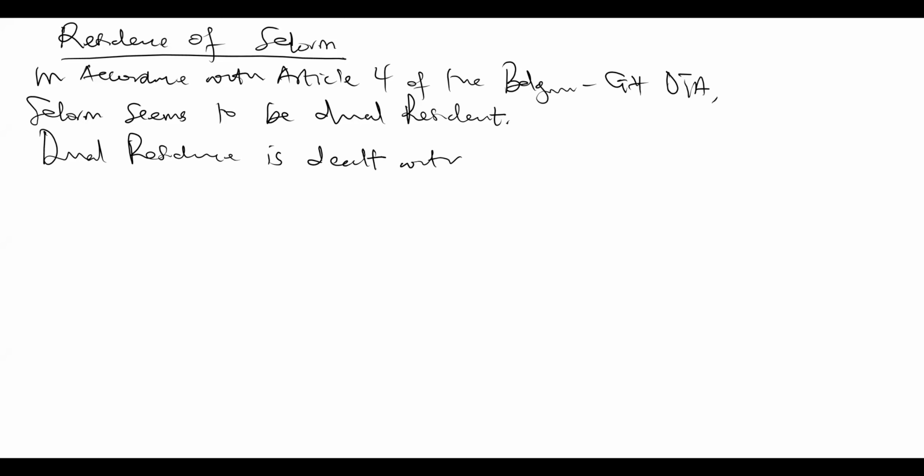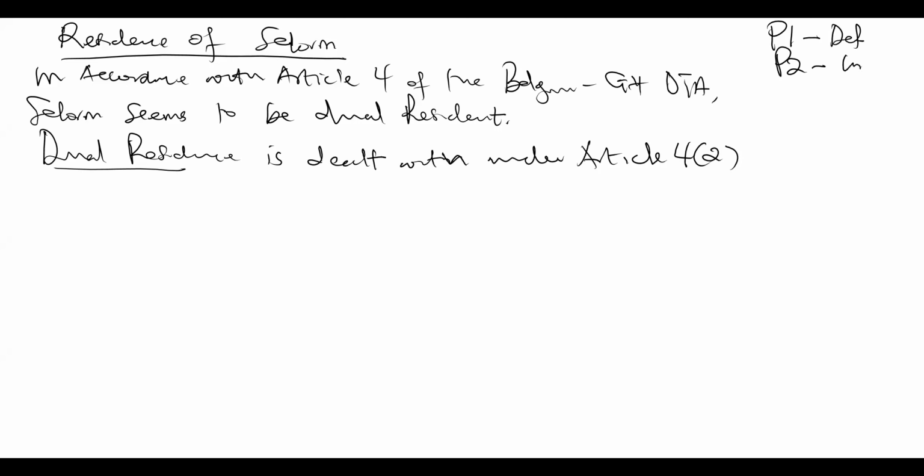Is dealt with under what? Under Article 4, paragraph what? Paragraph 1 is the definition of resident. Paragraph 2 is the tiebreaker rule for individuals. And paragraph 3 is the tiebreaker rule for entities, right? Don't ever forget this, because under international tax, you need it.